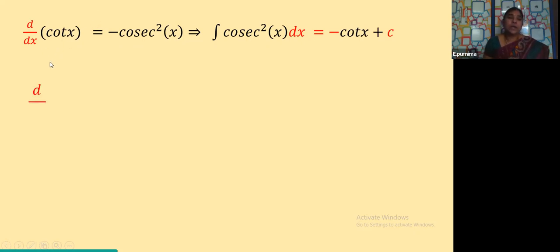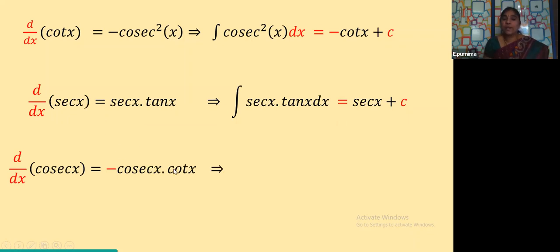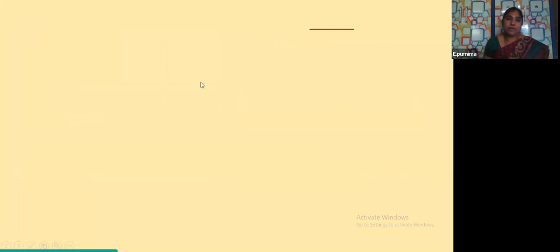Now next one is d by dx of secant x is equal to secant x into tan x, implies integral of secant x tan x dx is what? Secant x plus c. Okay. Next one is d by dx of cosecant x is equal to minus cosecant x cot x, implies integral of cosecant x into cot x dx is equal to minus cosecant x plus c. Clear, children? So these are the formulas we have with the trigonometric ratios, the 6 ratios. For those derivatives, we are finding the integral values here. Clear, children? So now let us see some examples here, children.